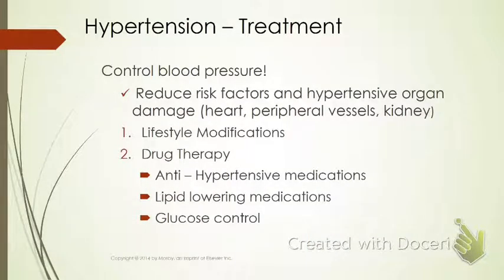So we want to control the blood pressure. The first step in controlling blood pressure is to do lifestyle modifications. They're not going to go right to meds. So you come in, you got 3 consecutive readings, you're stage 1 hypertensive. Do you get meds right away?